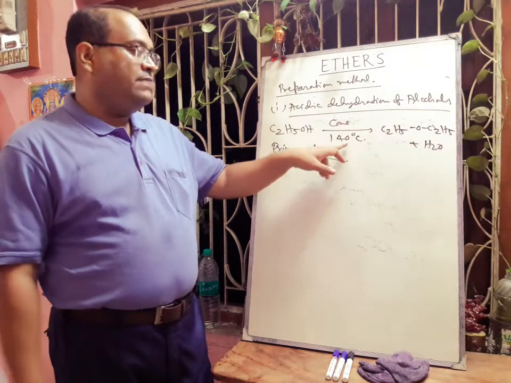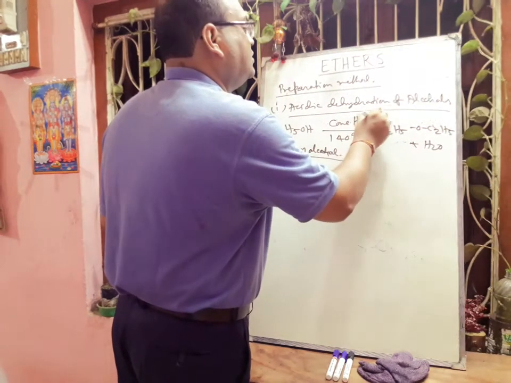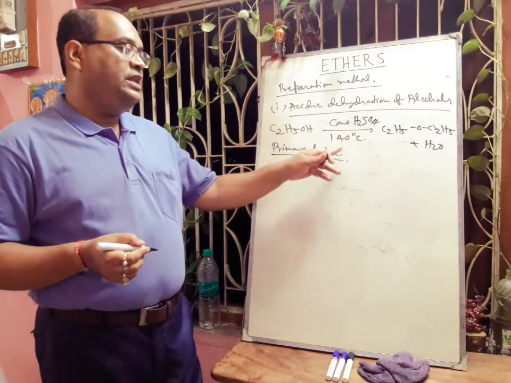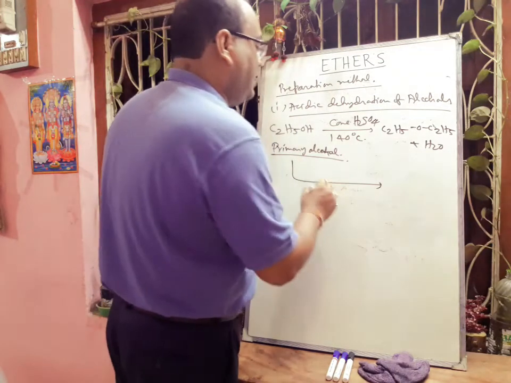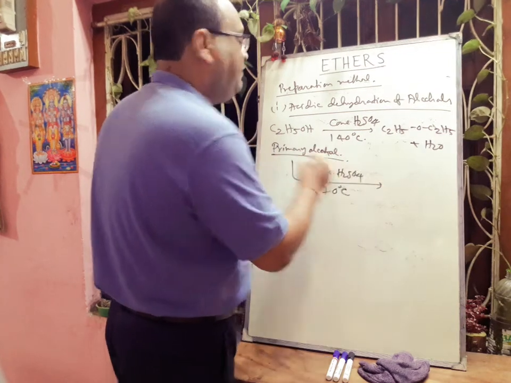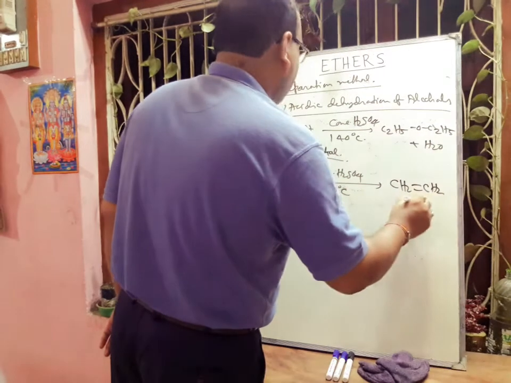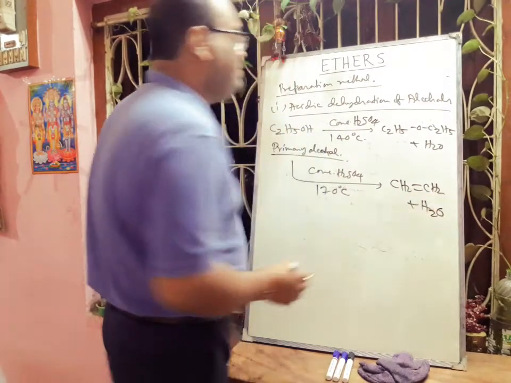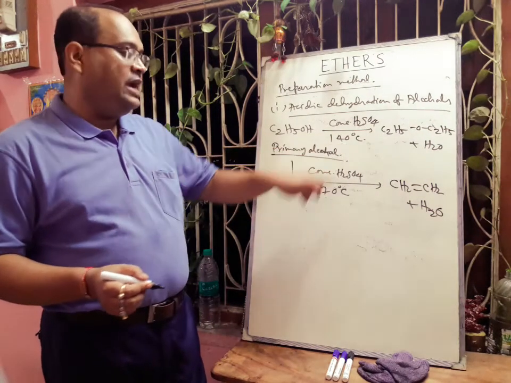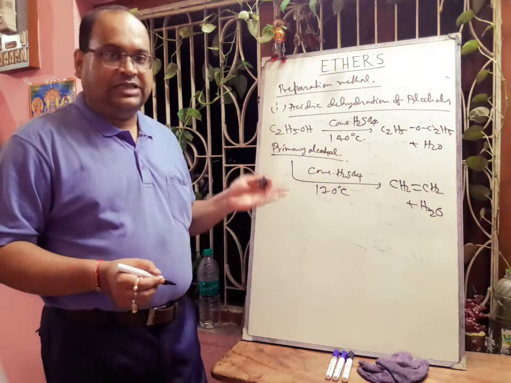Now here the temperature is very important. Here we have taken concentrated sulfuric acid, and the temperature is very important. Why? Because if we increase the temperature and heat to around 170 degrees centigrade in presence of concentrated sulfuric acid, then there will be a different product. We will get the elimination product ethylene plus H2O. So temperature is very important. Again I am telling you that you have to mention 140. If you write 170 or below it, then there will be a different product.